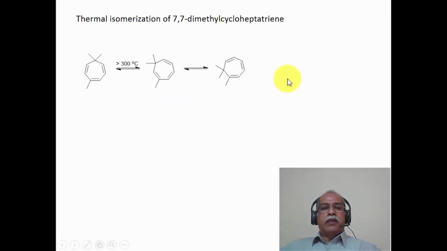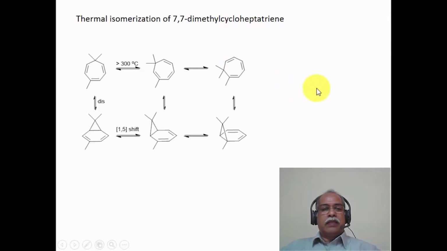Now here is a thermal isomerization of 7,7-dimethyl cycloheptatriene. This is the starting point where you can see the methyl group is at this particular position and the gem dimethyl group is in this position. When the molecule is heated to 300 degrees, the methyl group seems to be migrating, in terms of the relative position between the gem dimethyl group carbon and the methyl substituted carbon, which seems to be changing with respect to each other. Here it is 2 carbons away, here it is 1 carbon away. This is the adjacent carbon with respect to the gem dimethyl group and the methyl substituted carbon derivative.